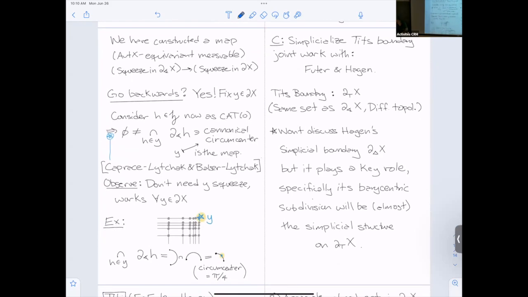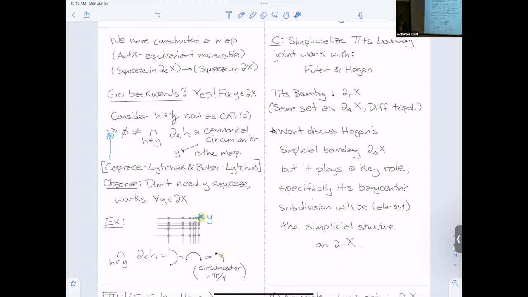Okay, so the third application is to simplicialize the Tits boundary. That's what this C corresponds to. We had A, B, and C. When I first saw that, I was like, what? C what? Okay, so this is joint work with David Futer and Mark Hagen.